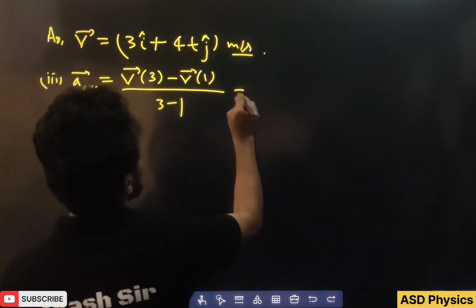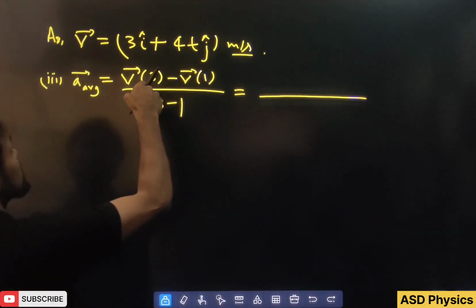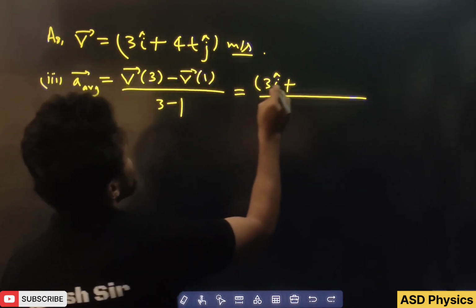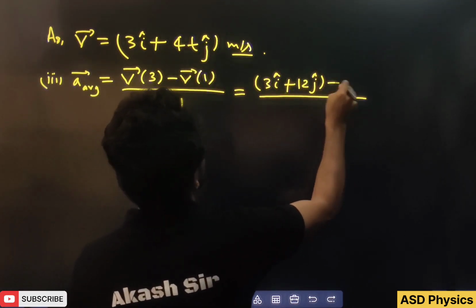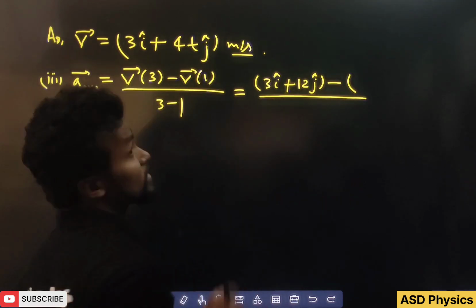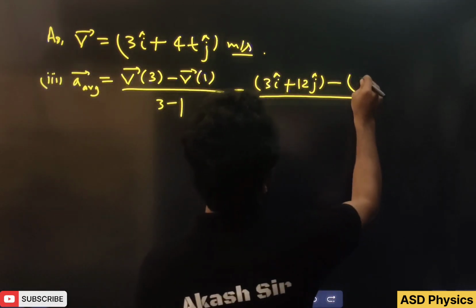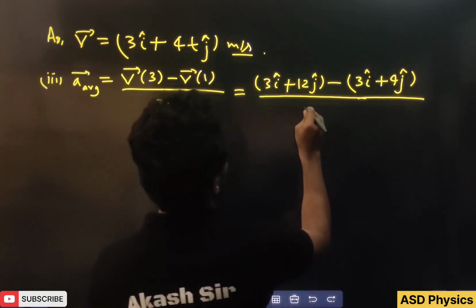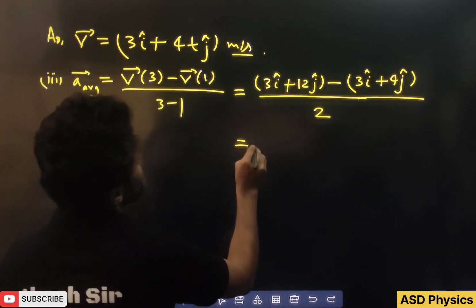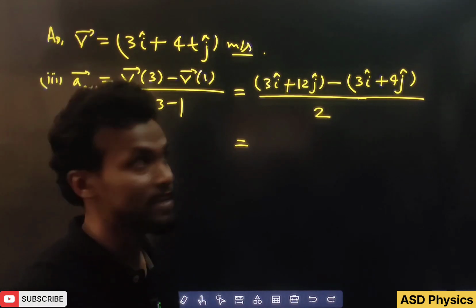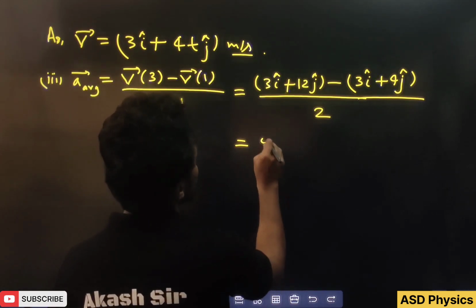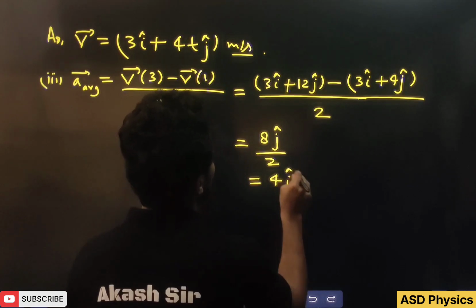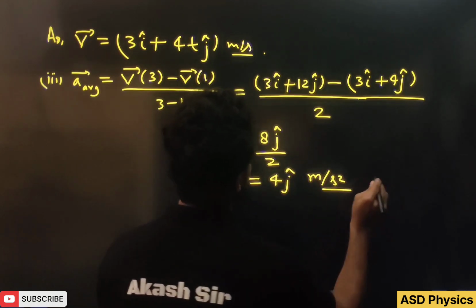Now students, here we'll put the value. Put first t equal to 3. So what will this become here? 3i cap plus, when you put t equal to 3, 12j cap, minus, and then you put t equal to 1. So what will this become? 3i cap plus 4j cap, by 2. Okay, so we'll simplify this. 3i cap anyhow will cancel out. So 12j cap minus 4j cap, how much here, students? 8j cap by 2. That means it will come 4j cap meter per second square.